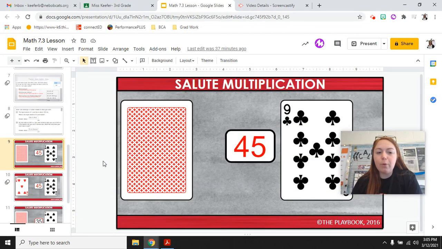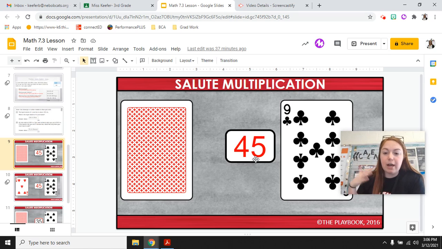I wanted to record a quick example of the salute game just as a reminder. I know sometimes we forget how to play salute, so I just wanted to show you. So the salute that we're playing is we are playing with multiplication, right? So you have the 1 card, which is 9. You have your total or your product, which is 45. So you're trying to figure out what this other card is. So 9 times what number would equal 45?